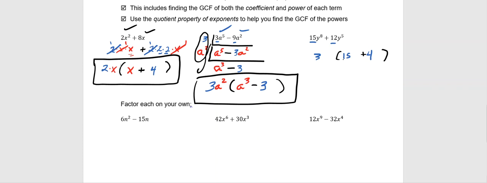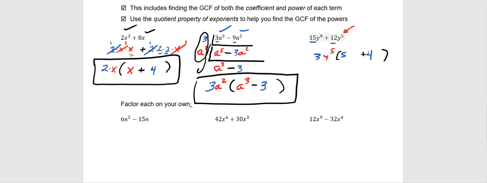Okay, so let's see. 3 times 5, I know, is my 15. 3 times 4 is my 12. So I'm looking good so far. Again, when we focus on the variable, the greatest power I can pull out for the variable term is based on the lowest power in the original binomial. So I can pull out a y to the fifth. I can factor out a y to the fifth.